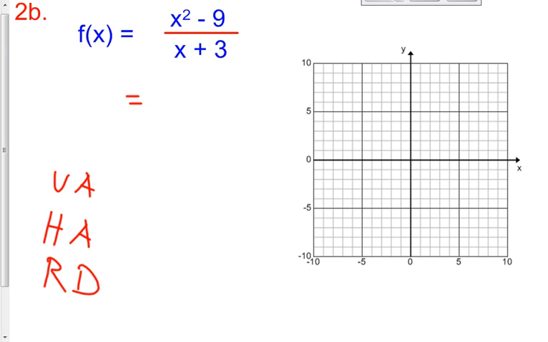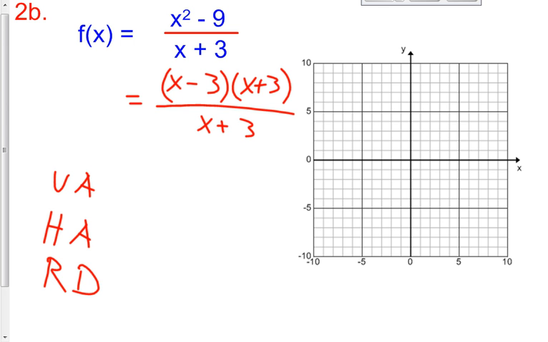So this is going to be the same thing as x minus 3 times x plus 3 divided by x plus 3. So now we're going to have these factors cancel. All we're left with is the function y equals x minus 3. This is all that's left after we reduce. So class, doesn't this look kind of familiar to you?